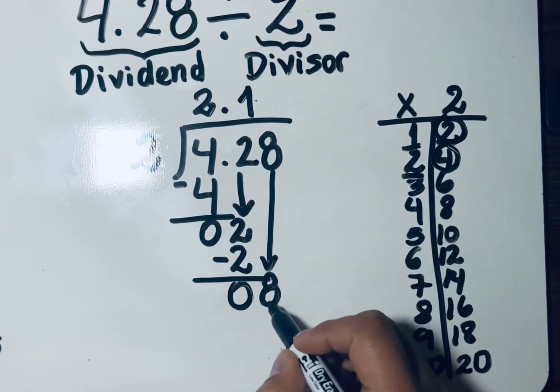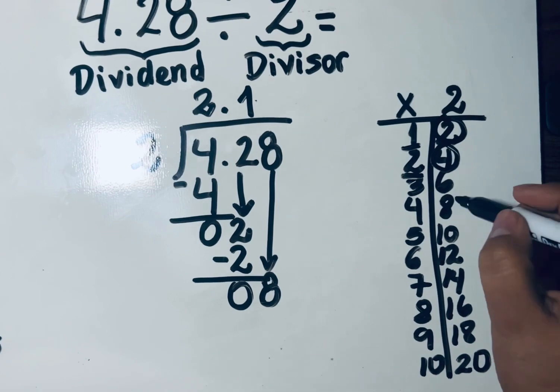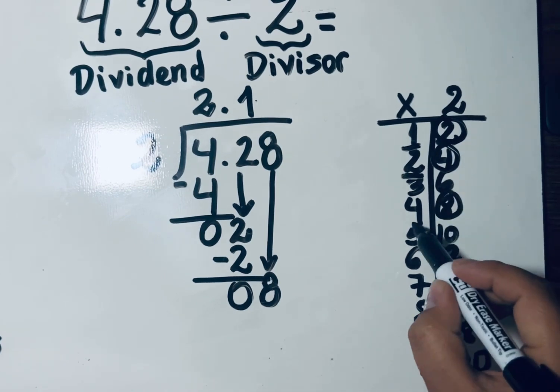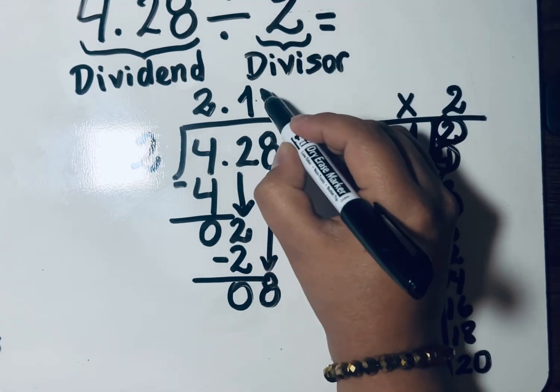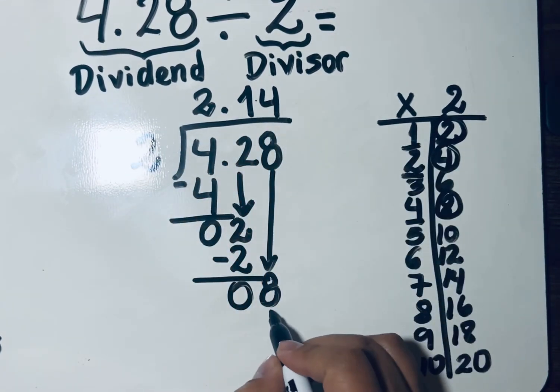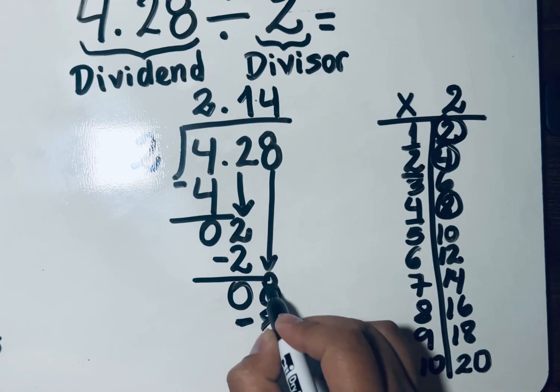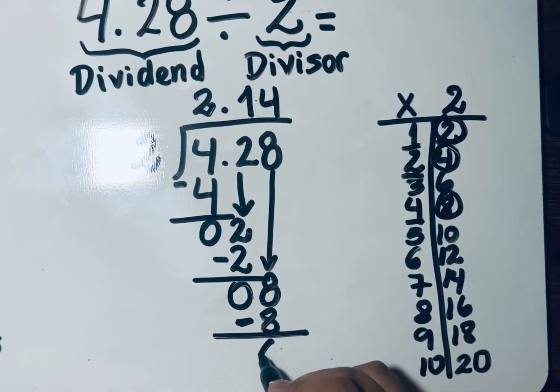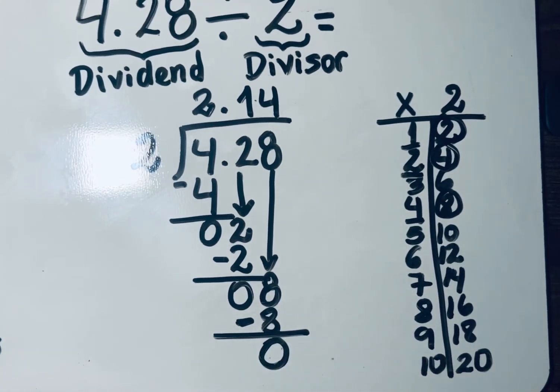and then I'm gonna find my number 8 in my T table, and it's here. I'm gonna multiply by 4. So 2 times 4 is 8. 8 minus 8 is 0, and this is my division.